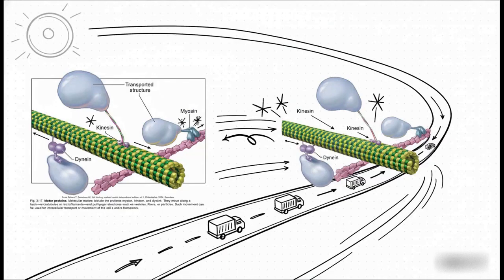So how does this highway system actually work? Well, meet the delivery trucks. These are motor proteins, with names like Kinesin and Dynein. They literally grab onto cargo, like a vesicle full of important proteins, latch themselves onto a microtubule track, and then, using energy from ATP, they just walk that package all the way to its destination. It's an incredible little delivery service.